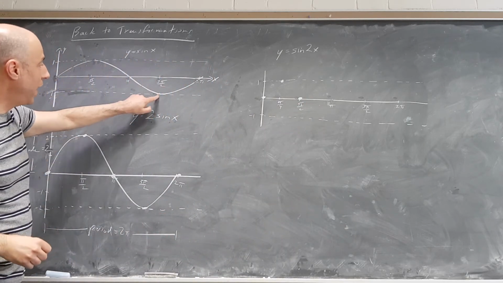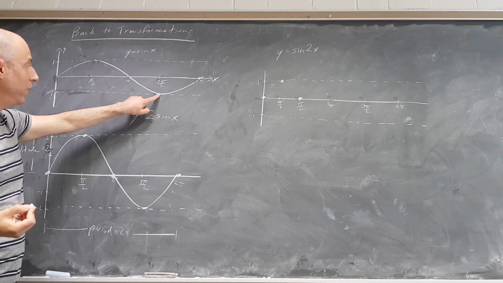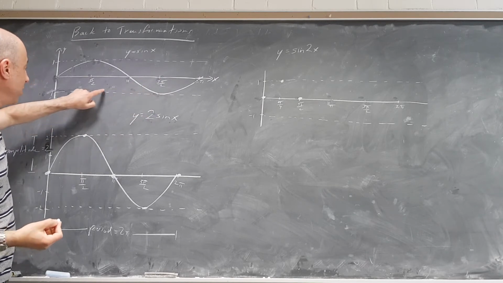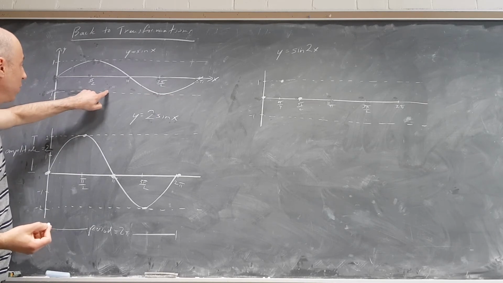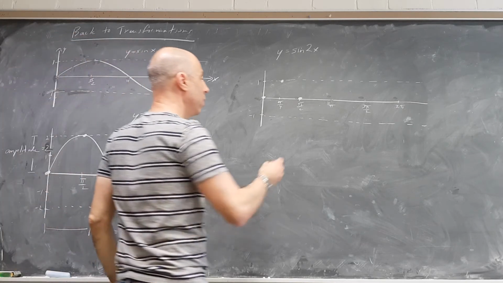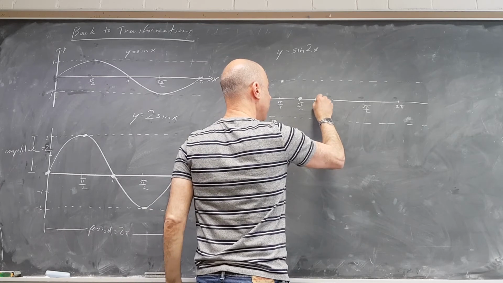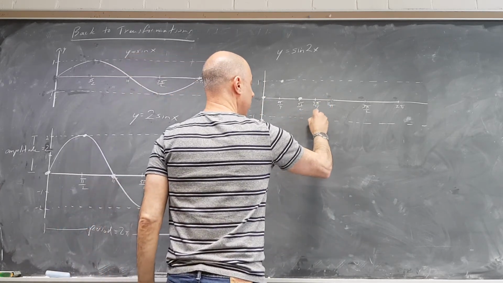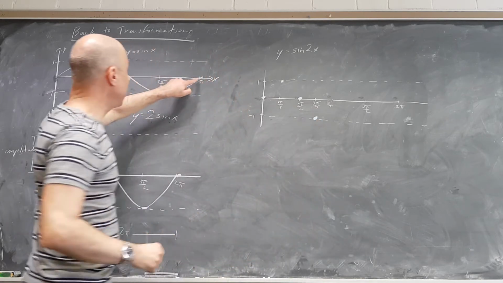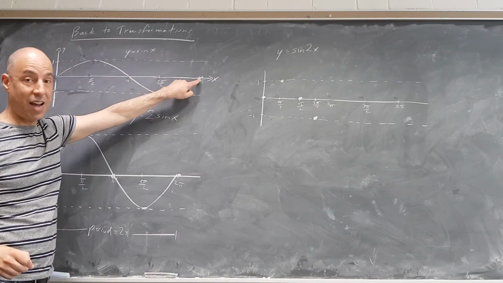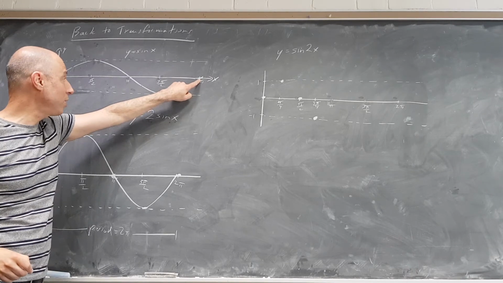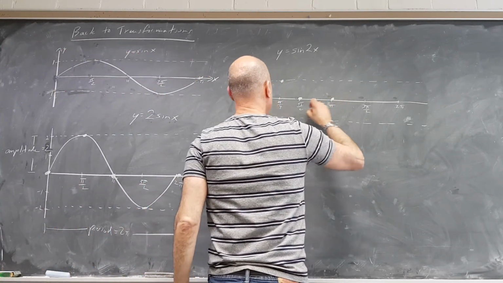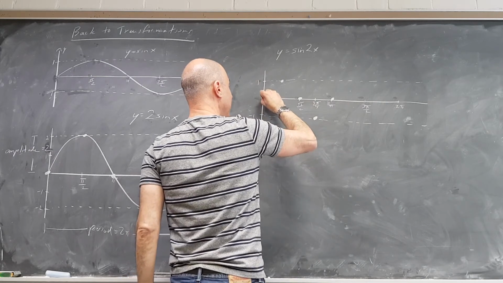This point at height -1 is going to stay at height -1, but it used to be at 3 pi over 2. It's going to get twice as close to the y-axis as it was. We're compressing, so it's going to go to 3 pi over 4. And this point that used to be at 2 pi on the x-axis will stay on the x-axis, will get twice as close. It'll go to pi. And we end up with a function that looks like this.